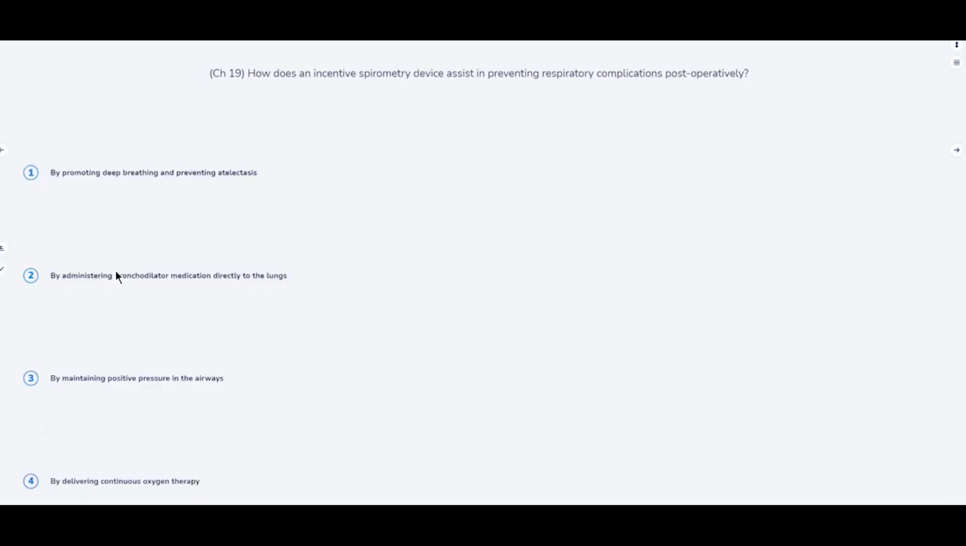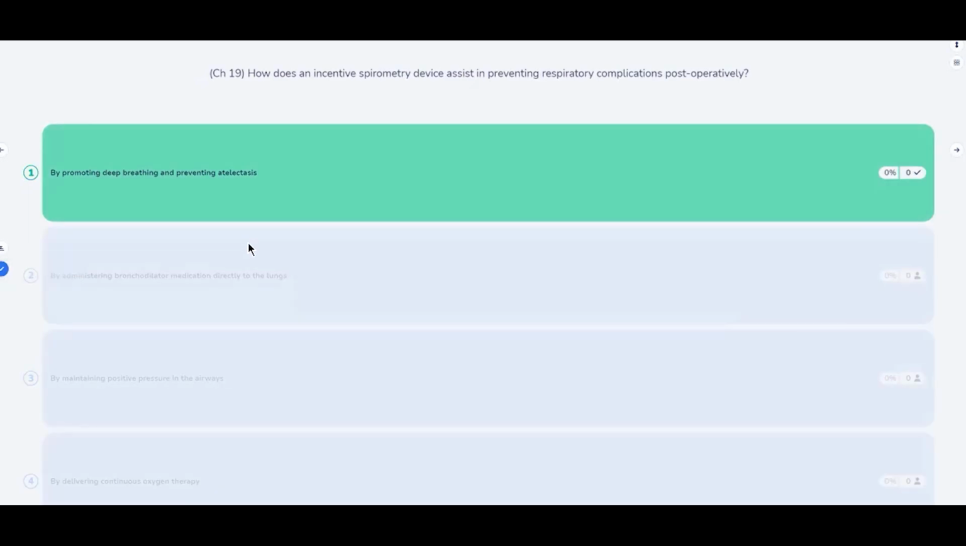Also, how does an incentive spirometry device assist in preventing respiratory complications? This is pretty straightforward as well. It's promoting deep breathing and preventing atelectasis. That's the goal of that.